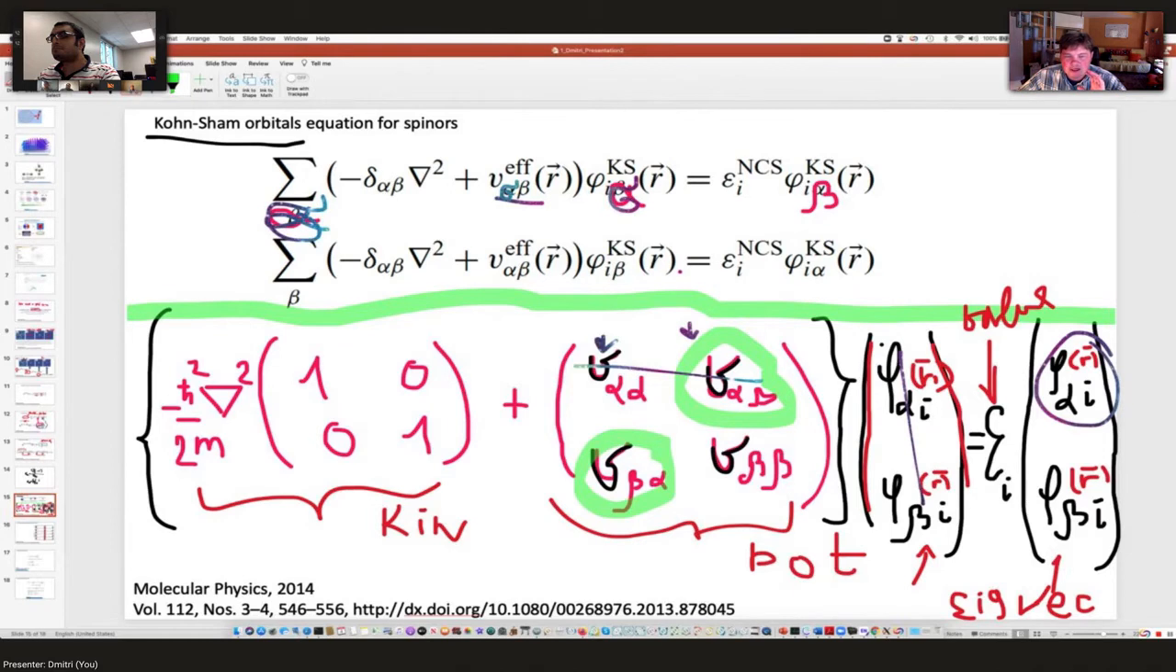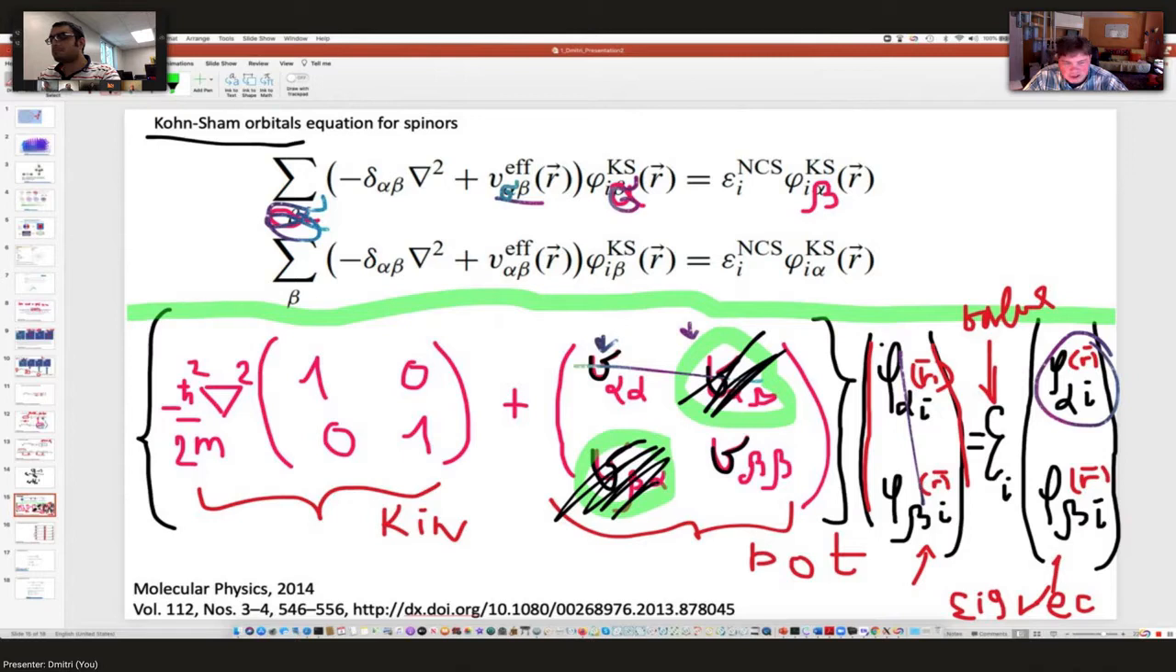So these off-diagonal elements of the exchange correlation potential mix alpha and beta components and are responsible for the situation when spin is not a good quantum number. If we return to the upper two, three rows of the periodic table and practice regular spin polarized DFT, then these off-diagonal elements will be neglected, and alpha and beta components will not be mixed, and spin is a good quantum number.